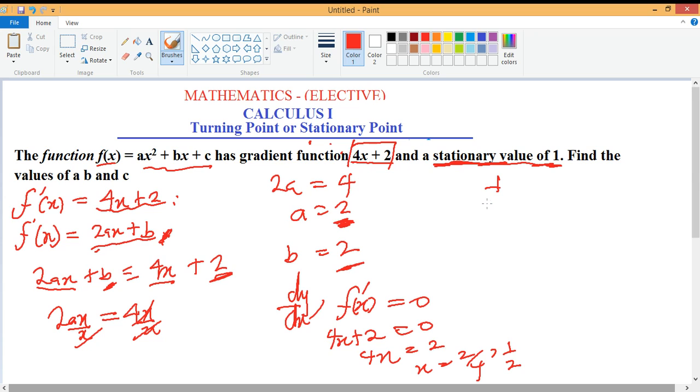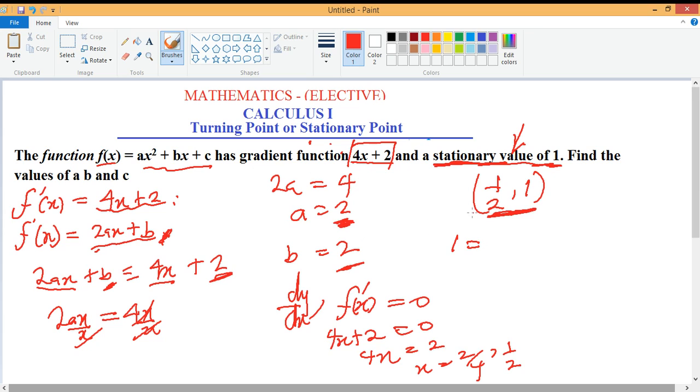So it will be written something like this, 1. Remember, this is value. I still want to emphasize, that's why I was emphasizing previously, the value refers to the y coordinate. Okay, so we have 1. In order to get the c, we now have a complete coordinate for this equation. So we can substitute it. So 1 for the value for y.